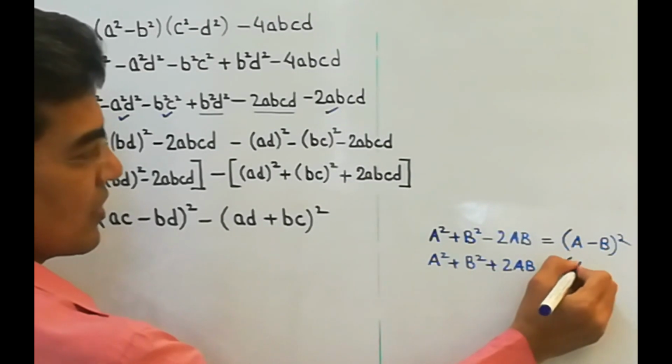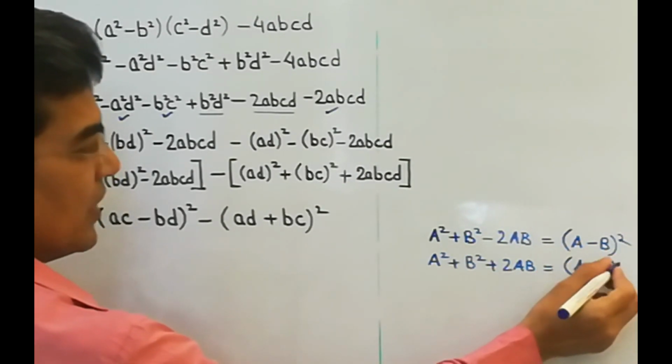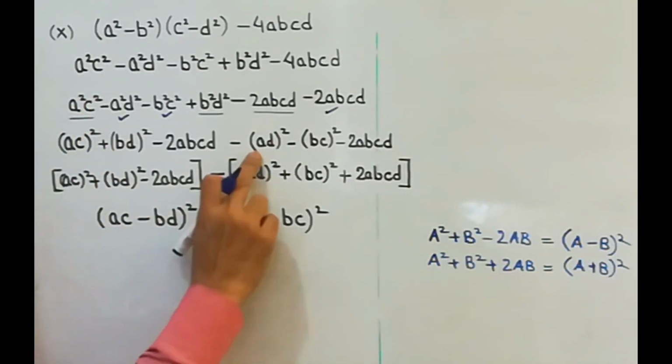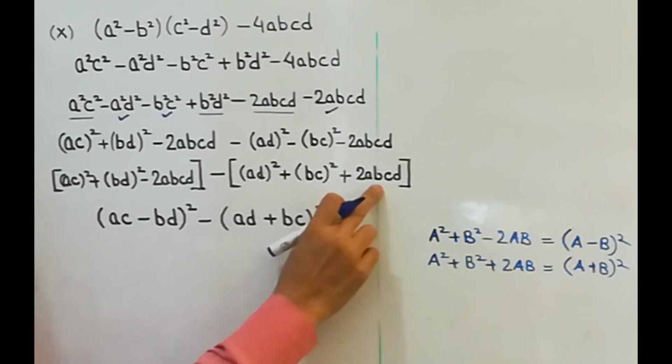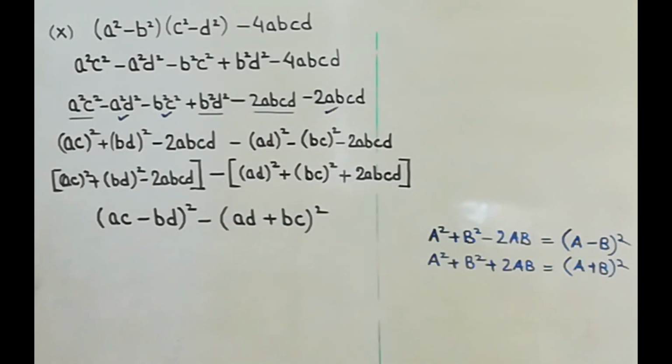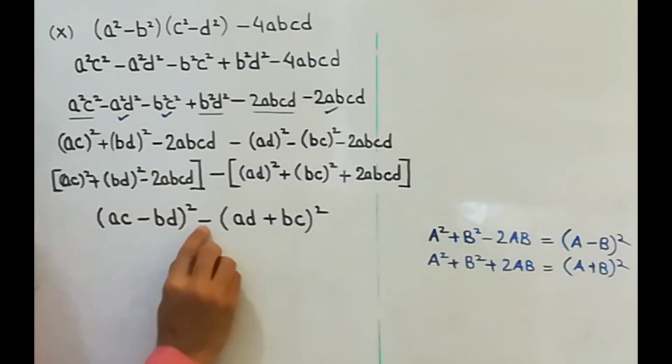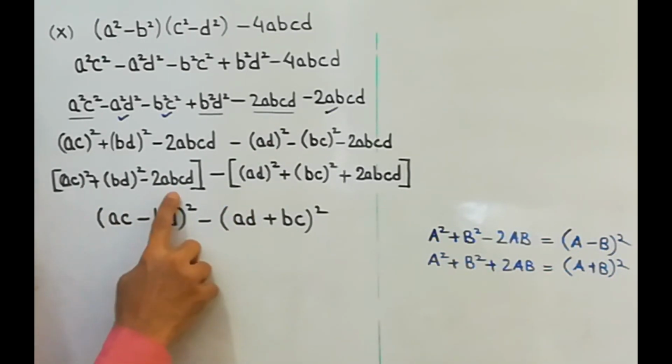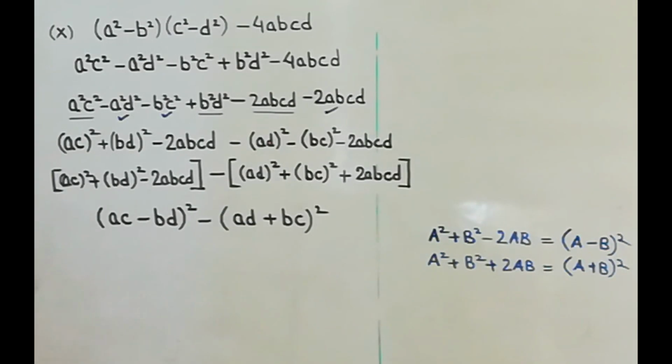So this gives A plus B whole square. So this is your A square plus B square plus 2AB. So this is our A, this is our B. So A plus B whole square. Now you see this one, we have converted it as difference. This is difference of two squares, that is A square minus B square.